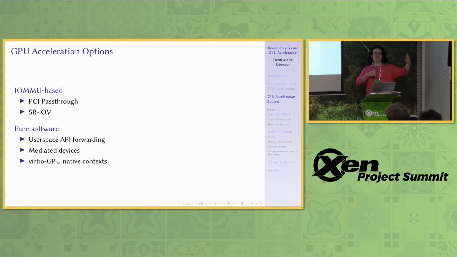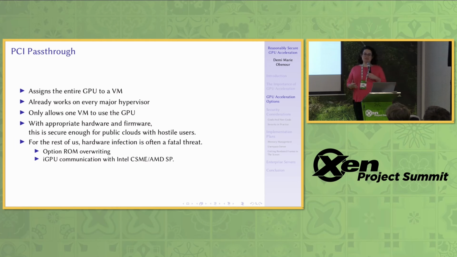So what are the various GPU acceleration options? There are IOMMU-based solutions: PCI pass-through and SR-IOV. And then there are pure software ones: user space API forwarding, mediated devices, and VirtIO GPU native contexts. PCI pass-through assigns the whole GPU to a single VM, and Xen already has support for it. Sounds great, but it only allows one VM to use the GPU, which isn't enough. And there are other issues too.